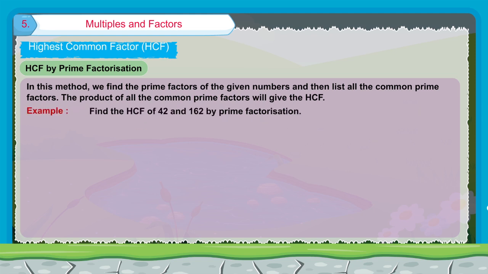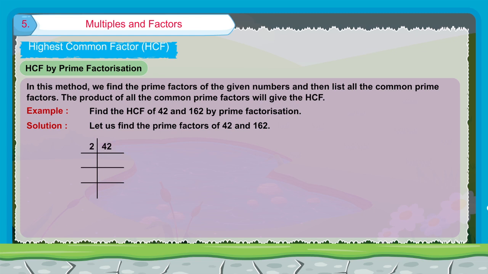Example, find the HCF of 42 and 162 by prime factorization. Solution. Let us find the prime factors of 42 and 162. 42 divided by 2, 21. 21 divided by 3, 7. 7 divided by 7, 1.